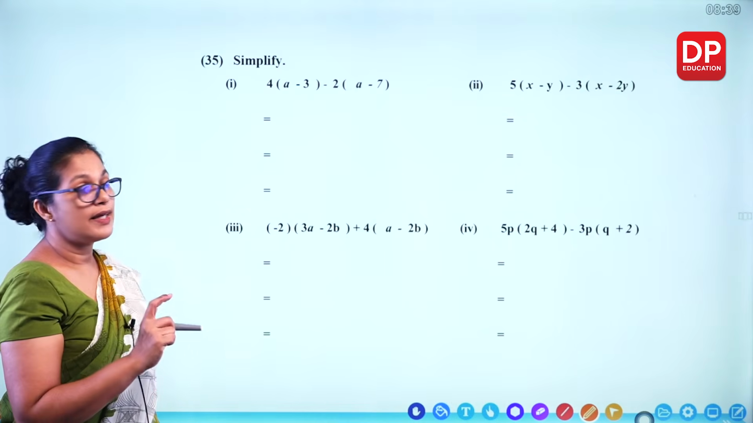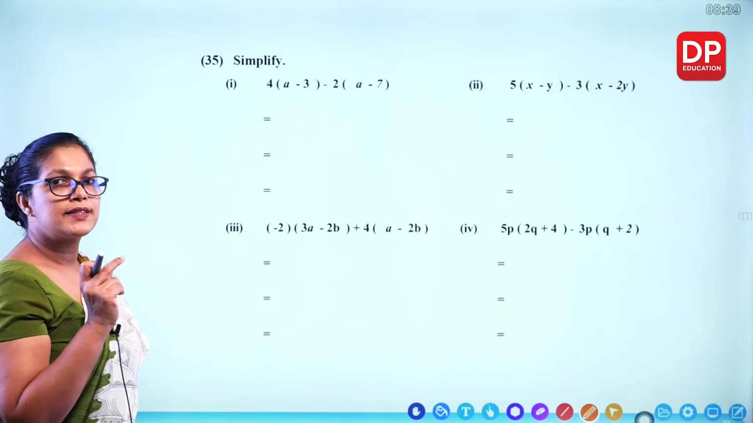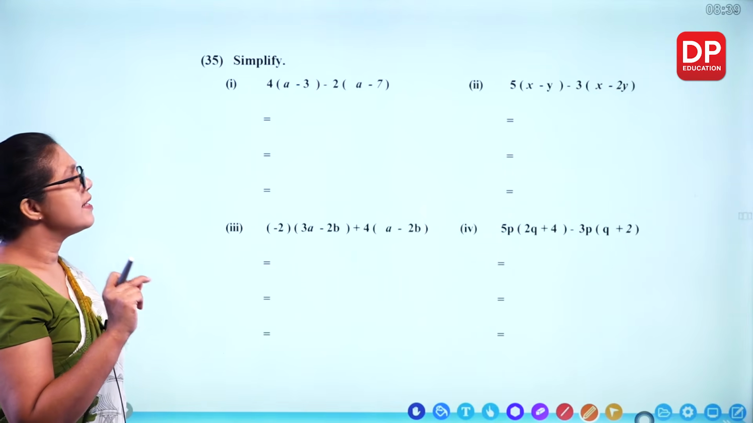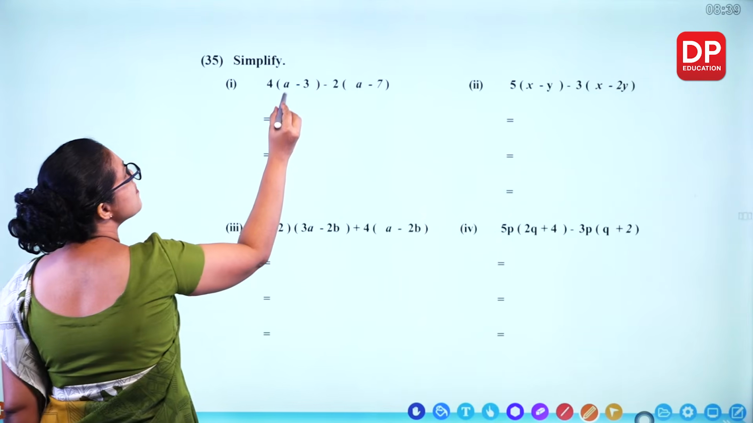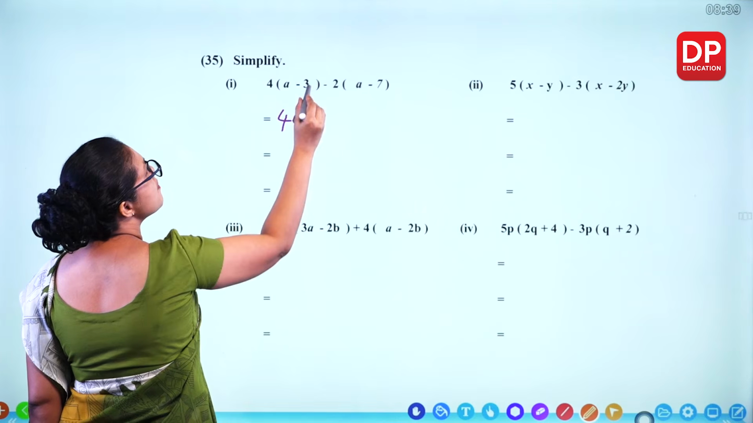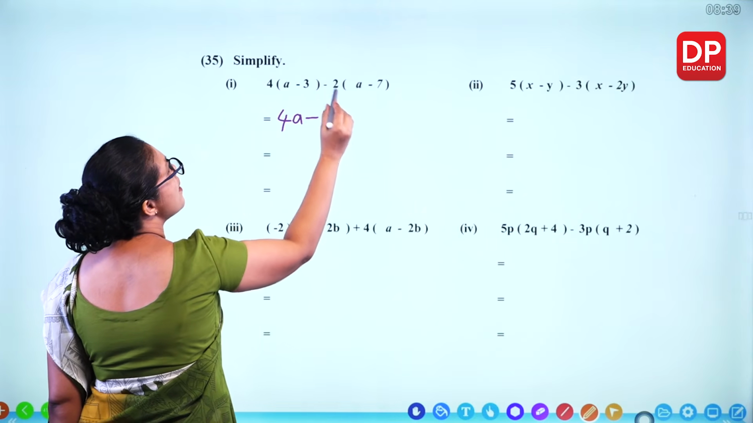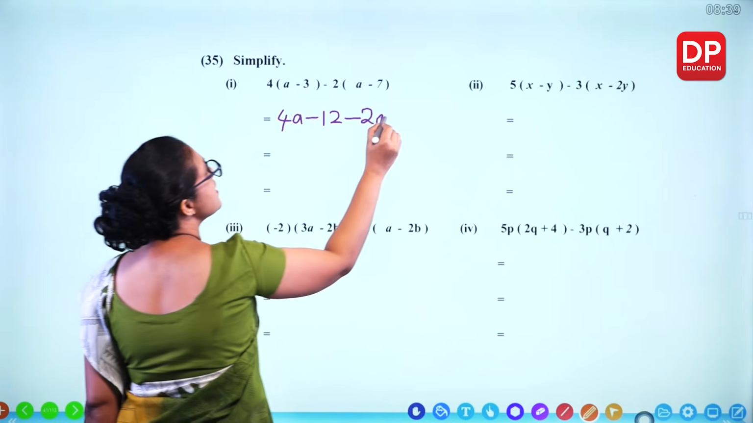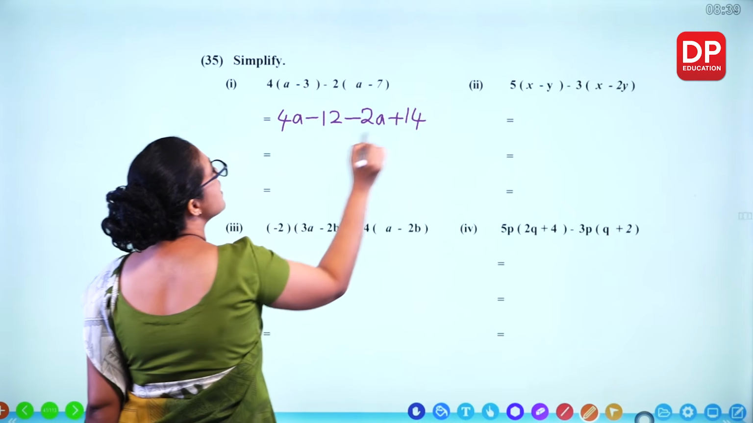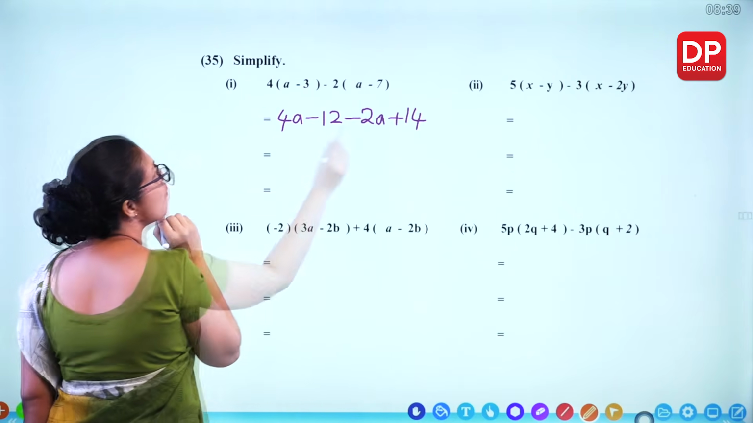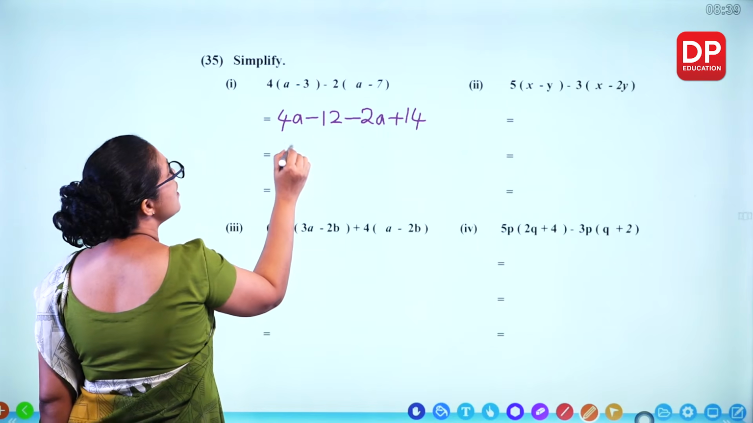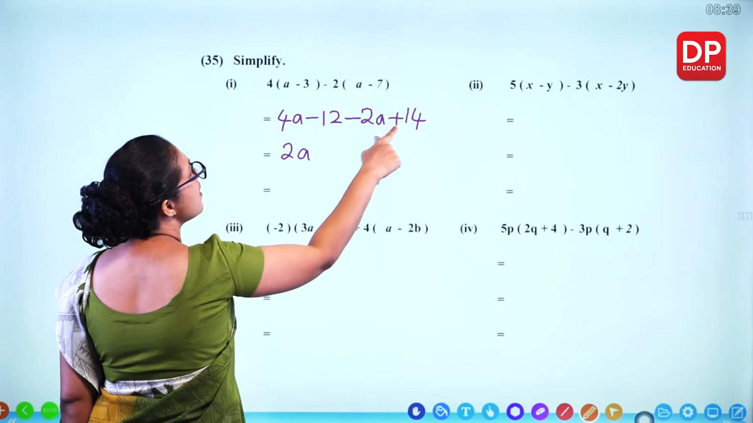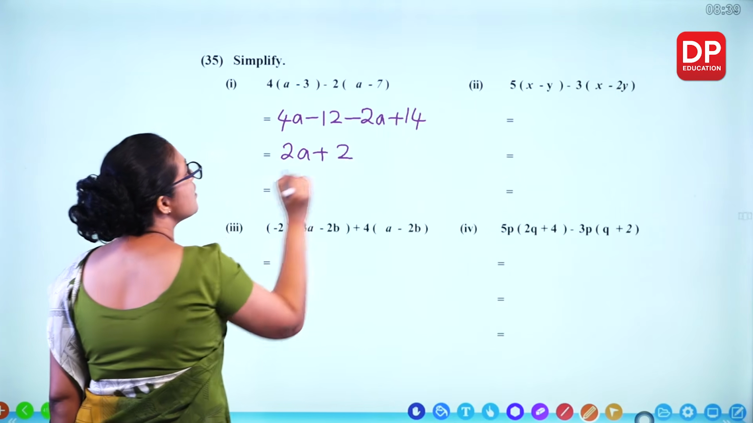Simplify. So here multiply and first open brackets and then simplify. 4 times a, 4a. 4 times minus 3, minus 12. Minus 2 times a, minus 2a. Minus 2 times minus 7, plus 14. Now like terms, add 4a and minus 2a, 2a. Minus 12 and plus 14, you get plus 2.